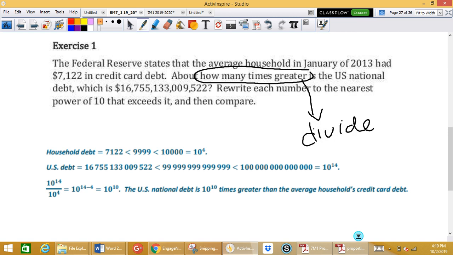And they want the national debt. So about how many times greater is the national debt? So that's got to go on top. So we do 10 to the 14th divided by 10 to the 4th. So we're going to subtract the exponents to get 10 to the 10th. So the U.S. national debt is about 10 to the 10th times greater than the average household credit card debt.